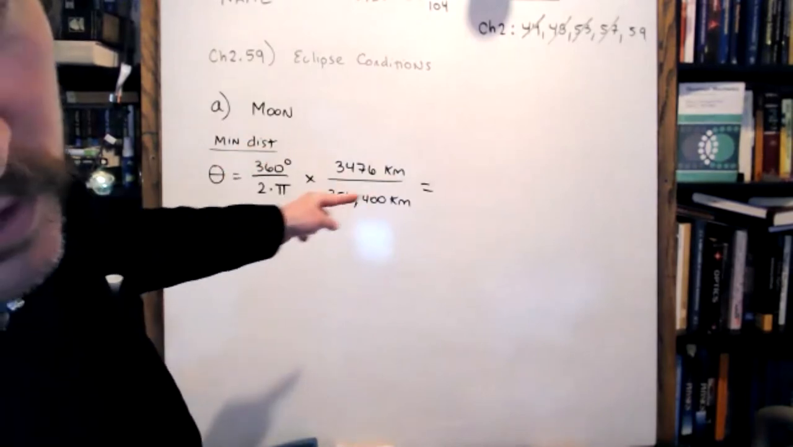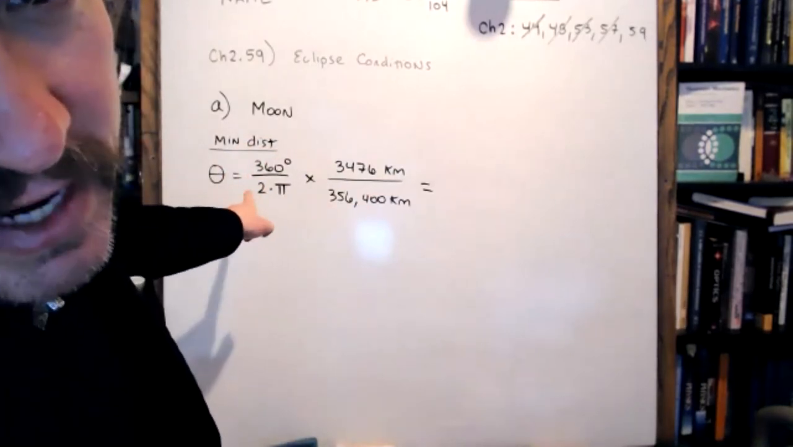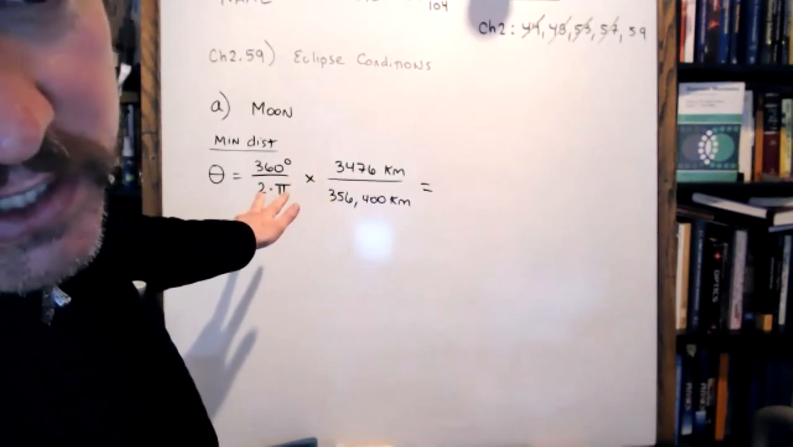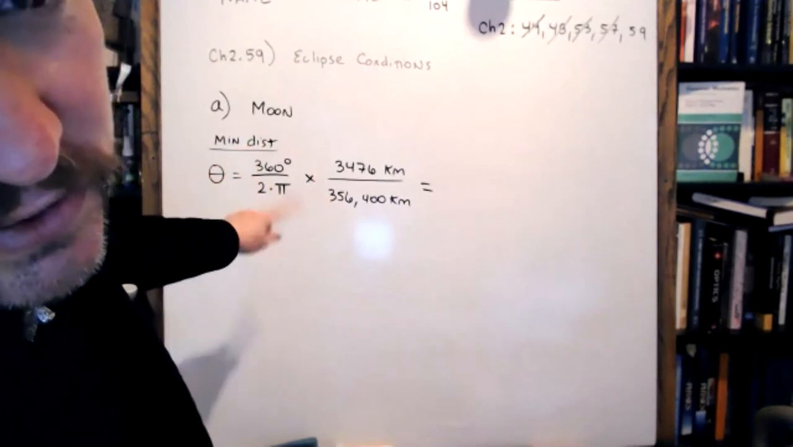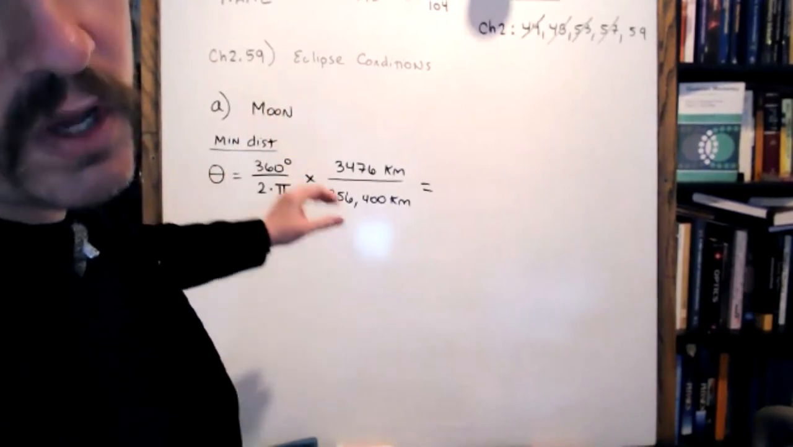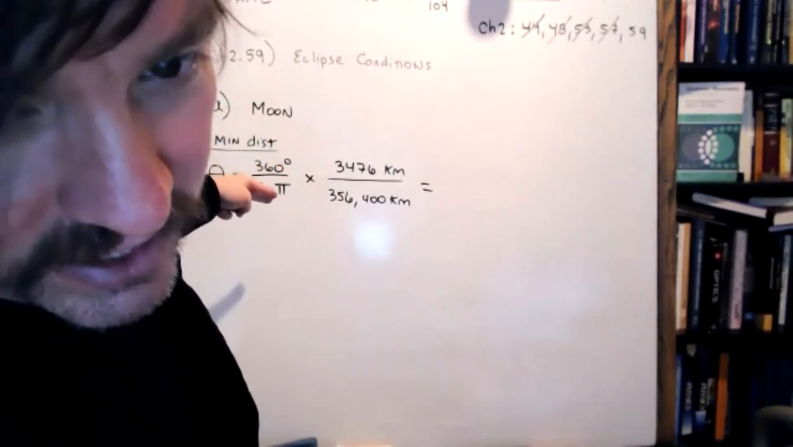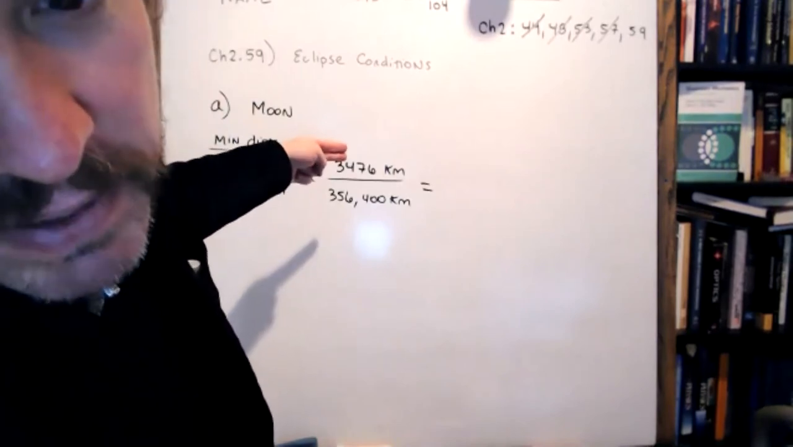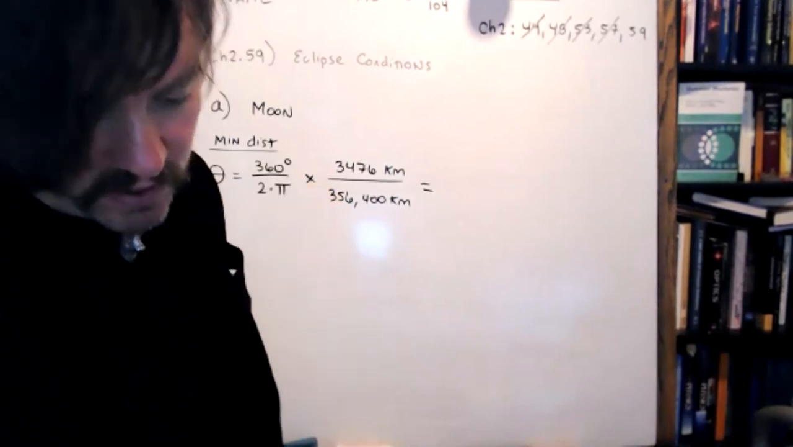Let me game out what we're going to do. Do you see how 2 and pi are both at the bottom of the fraction bar? That's a tricky bit when you punch it into your calculator. You cannot do 360 divided by 2 times pi. You'll totally get it wrong. When we punch it in, we're going to do 360 divide by 2, divide by pi, then we'll multiply by 3,476, then we'll divide by 356,400.